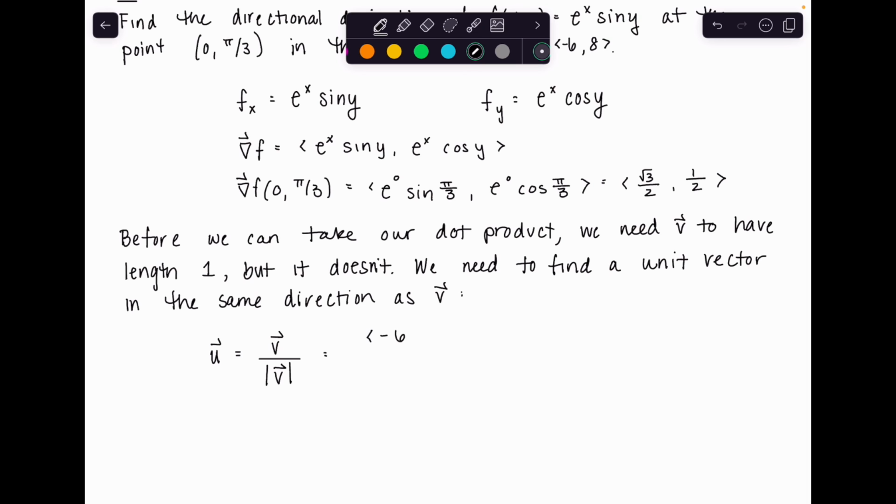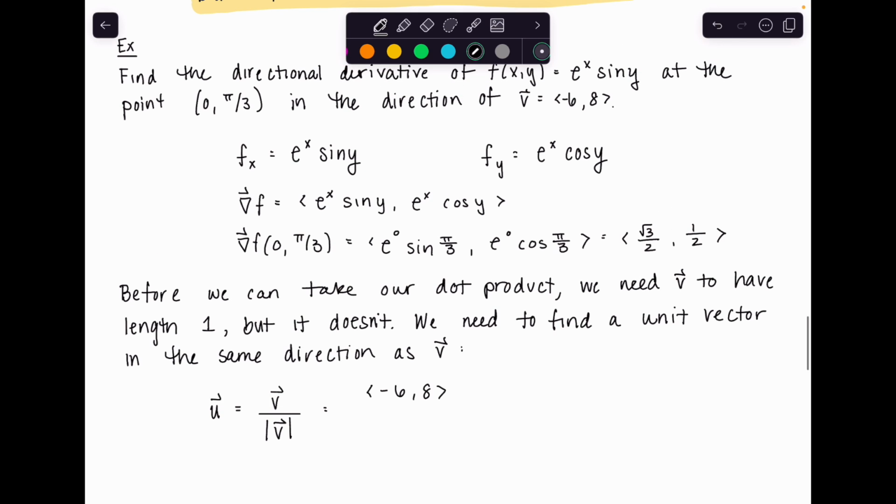And so v is negative 6, 8, just to refresh back up here. And then I want to divide it by the length of this vector. So that means we need to take the square root of each component squared. First component squared is 36, second component squared is 64. So this ends up being negative 6, 8 over the square root of 36 plus 64, which is 100. So that square root is 10. So the first component would be negative 6 over 10, which I'm going to simplify to negative 3/5. 8 over 10 is 4/5.